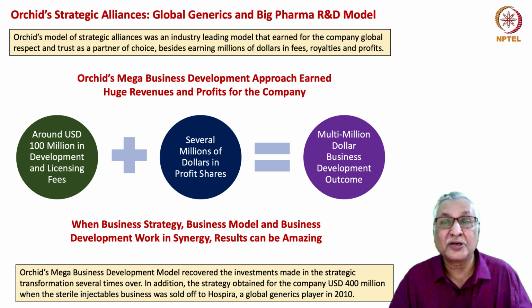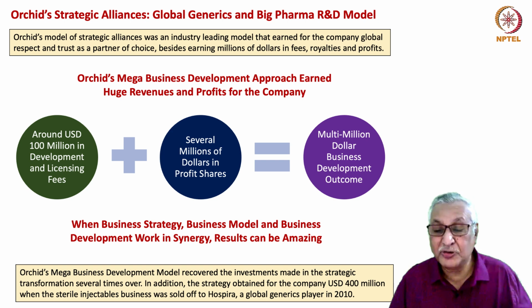Orchid's mega business development approach earned huge revenues and profits for the company. Around $100 million were earned in development and licensing fees, and several millions of dollars were earned in profit shares. And there has been a multi-million dollar business development outcome that happened because of the specific business development approaches that Orchid has pursued. And the lesson for all of us is that when business strategy, business model, and business development work in synergy, results can be amazing. Orchid's mega business development model recovered the investments made in strategic transformation several times over.